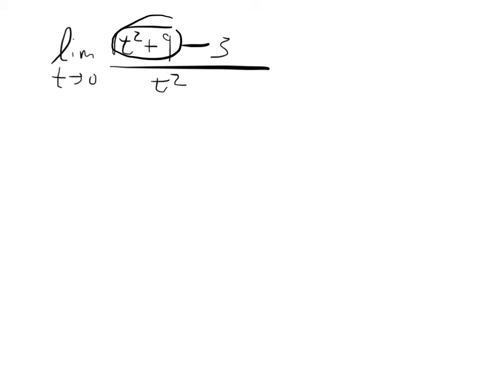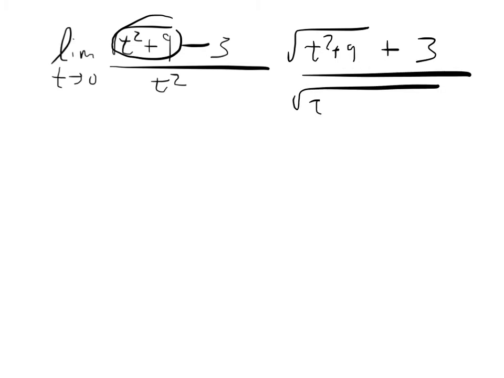You have been rationalizing denominators for a long time. We actually want to rationalize a numerator here. My algebraic trick is to multiply the top and bottom by the square root of t squared plus 9 plus 3, over the square root of t squared plus 9 plus 3. You might say, why am I going to do that? Well, watch what happens when we do that.